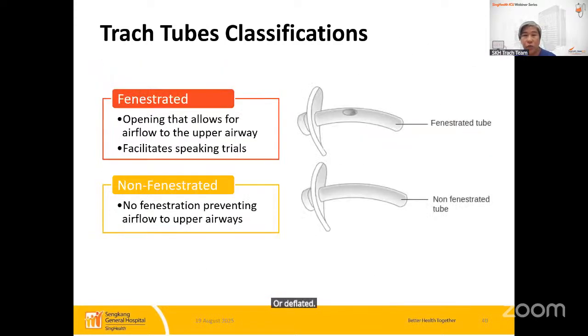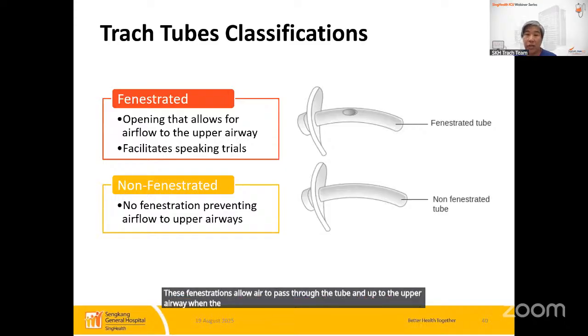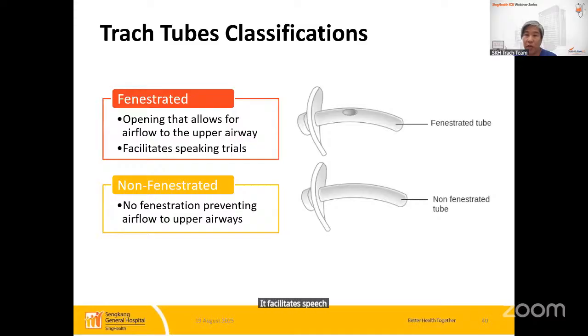Fenestrated tubes. The key feature is the presence of one or more holes or openings in the tube. These fenestrations allow air to pass through the tube and up to the upper airway when the fenestration is not covered. It facilitates speech, improves coughing, and is used as a step towards decannulation, allowing the patient to gradually adjust to breathing through the upper airway.